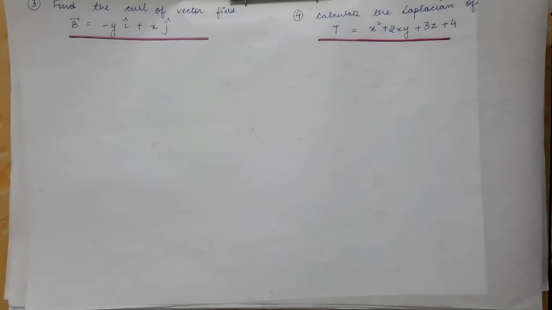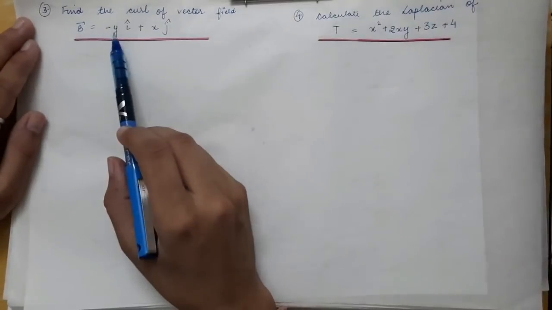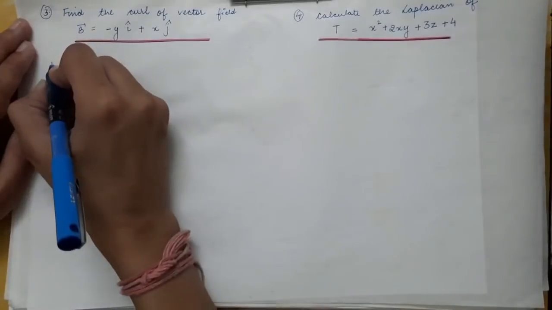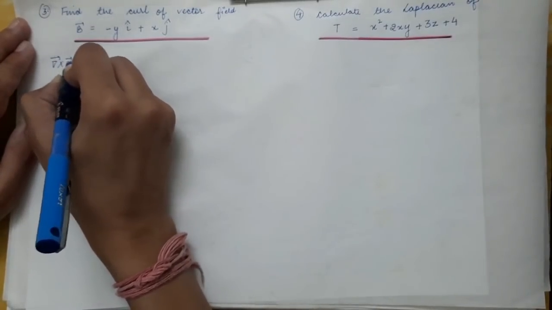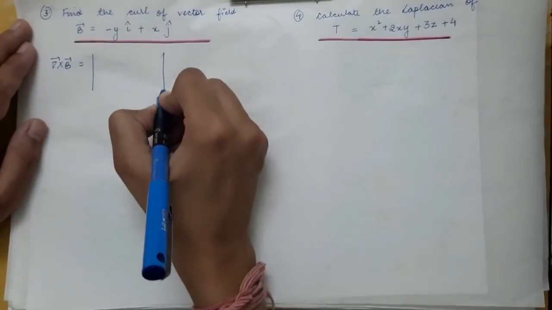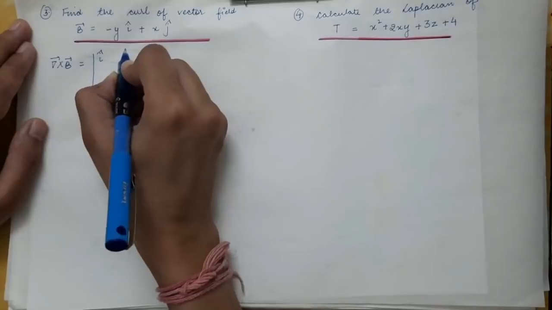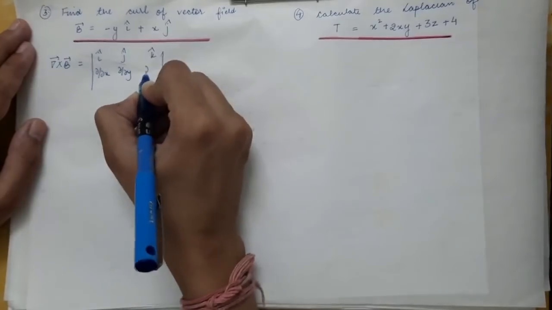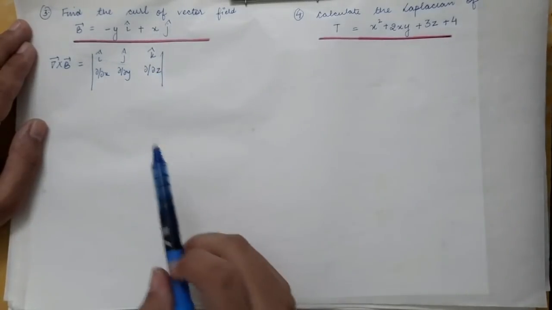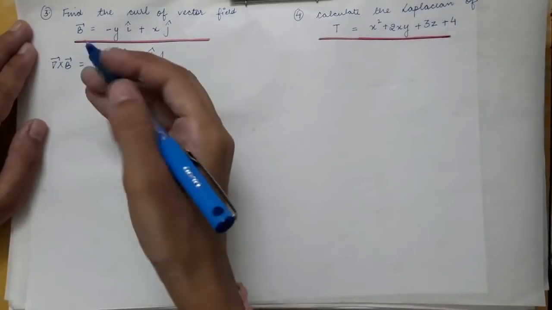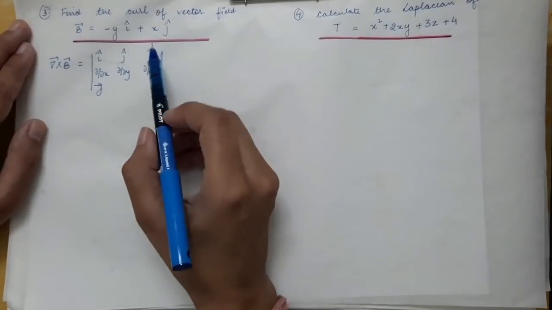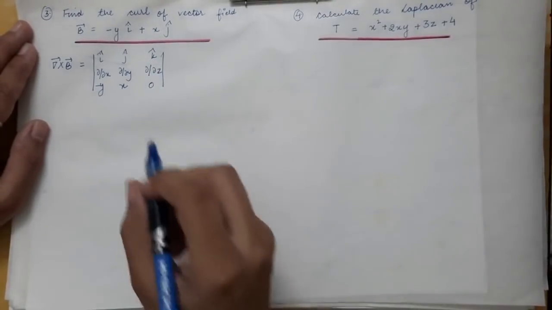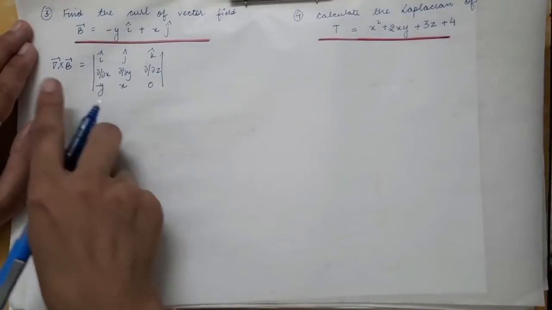The next numerical is to find the curl of a vector field, and the vector field is given by minus yi cap plus xj cap. So to find the curl of a vector, we use a determinant. The first row is i cap, j cap, k cap. The second row is del by del x, del by del y, del by del z. And the last row is the components of the vector field. Now the x component of the vector field is minus y, the j component, that is the y component, is x, and there is no z component, so that will be 0. So we will solve this determinant, so we will get the curl of the vector field.